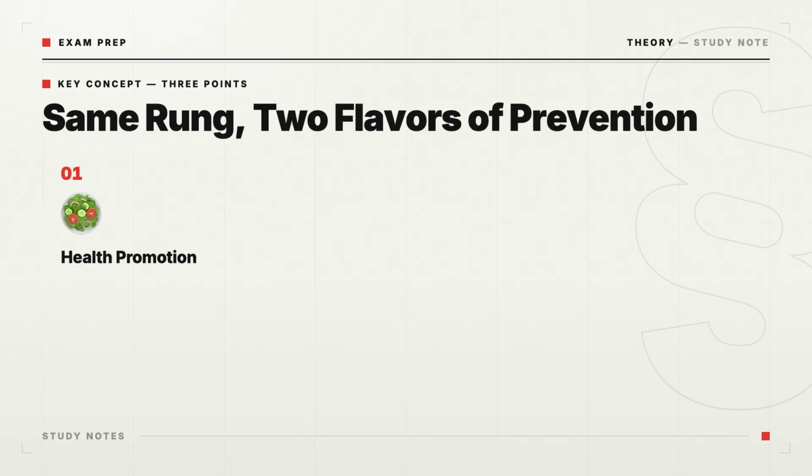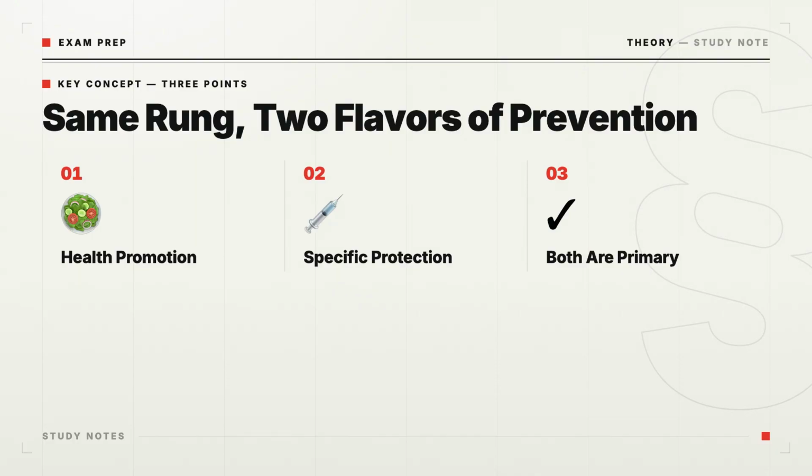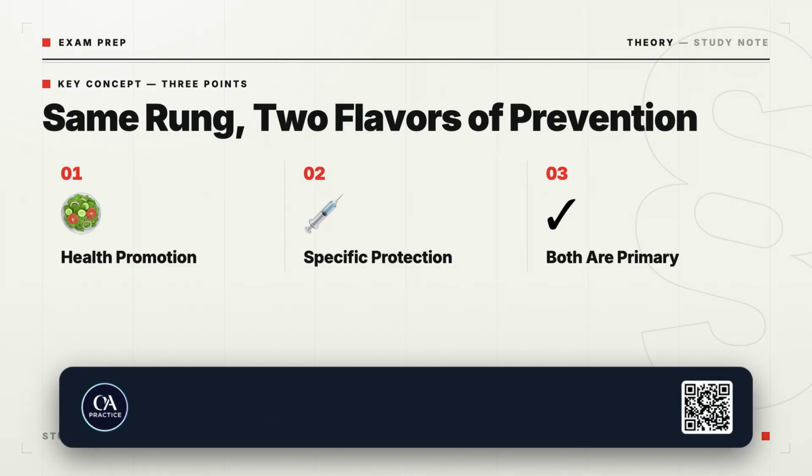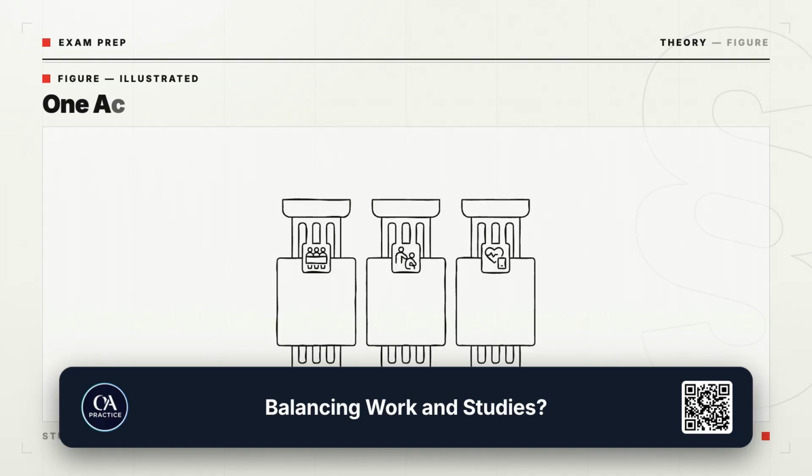Disease prevention protects people from an actual or potential threat. Immunization stops influenza. Screening catches cervical cancer early. Foot care prevents amputation. Within primary prevention, there are two flavors. General health promotion raises the baseline, while specific protection matches a countermeasure to a known threat, like a flu vaccine or fluoridated water. Both happen before disease exists.